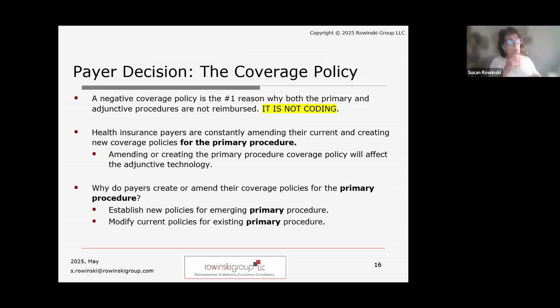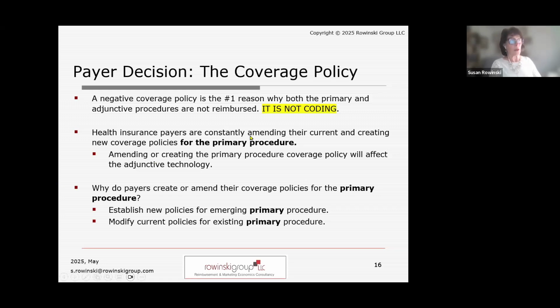So let's look a little bit at the coverage policy. A negative coverage policy is the number one reason why both the primary and the adjunctive procedures are not reimbursed. It is not coding. And in the next slide, we're going to look at a negative coverage policy. And this policy actually put a company out of business, one of our companies.